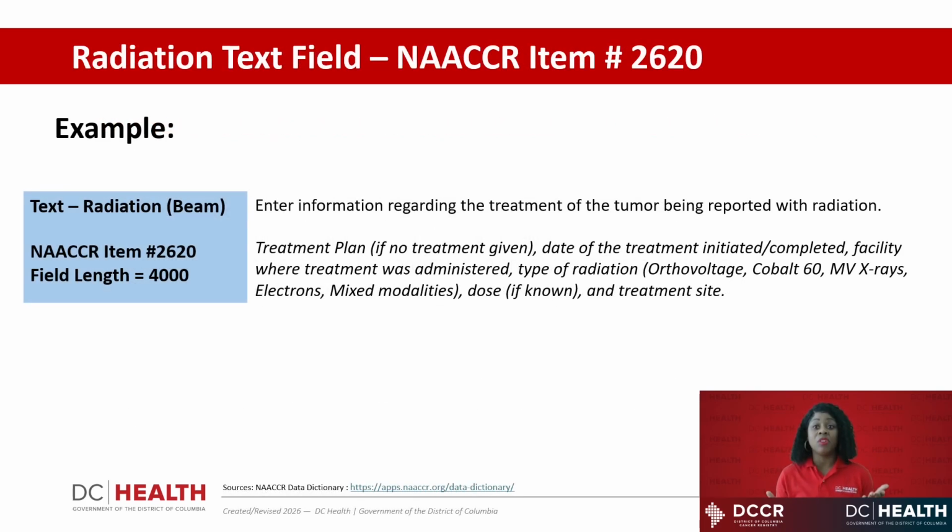Here's an example on how to properly document radiation treatment in the radiation text field. Enter information regarding the treatment of the tumor being reported with radiation. Treatment plan, date of treatment initiated and completed, facility where treatment was administered, type of radiation, dose if known, and treatment site.